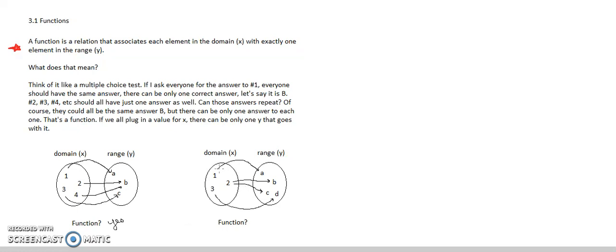Now let's look at this one. 1 goes to A, 2 goes to B, 2 goes to C, 3 goes to D. So is this one a function? If I ask you the answer to 1, you say A. If I ask you the answer to 2, well, we've got a problem. Which one do you circle, B or C? Okay, so that's the problem right there. So is this a function? And the answer is no. All right, now, since we don't normally deal with blobs and arrows in math class, we need a way to look at this in terms of the things that we do look at, either equations or graphs.